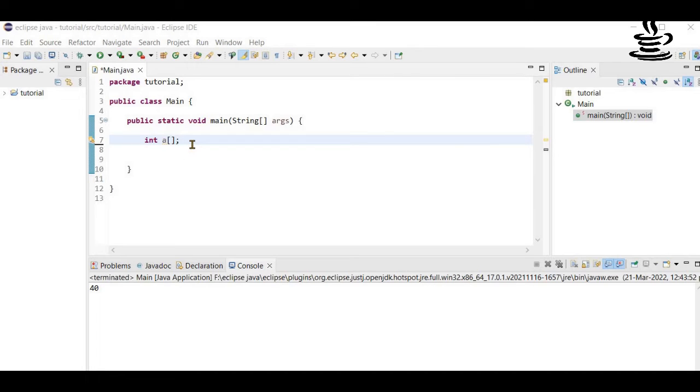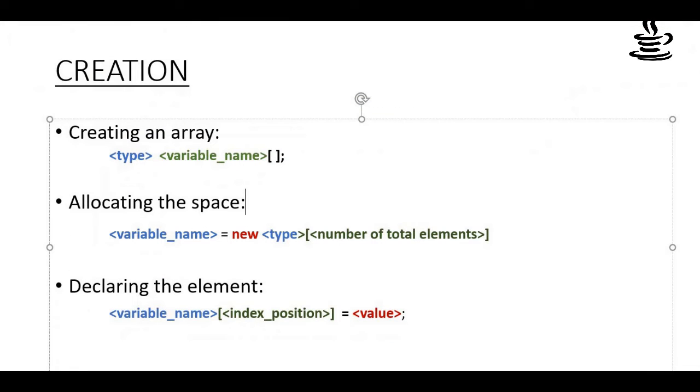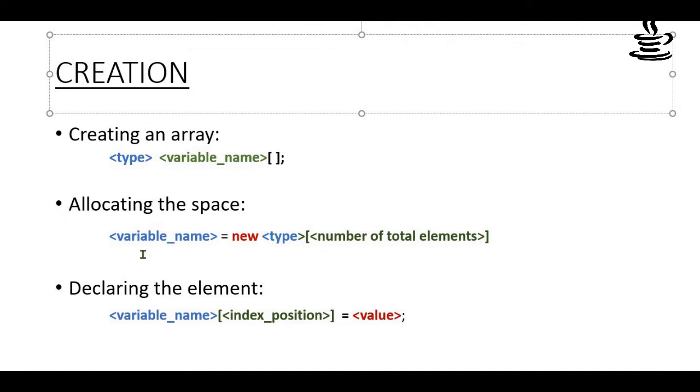Now merely creating an array is not sufficient. Currently this array is empty and it has a null value, and we have to allocate spaces in the memory block to this array a. For this purpose we use the second step, which is to allocate the spaces to our array. For that we first write the name of the variable followed by the equal sign, and afterward we use the new operator followed by the data type of our array, and afterward the total number of elements. So for example, let's say our array is going to store 5 different values.